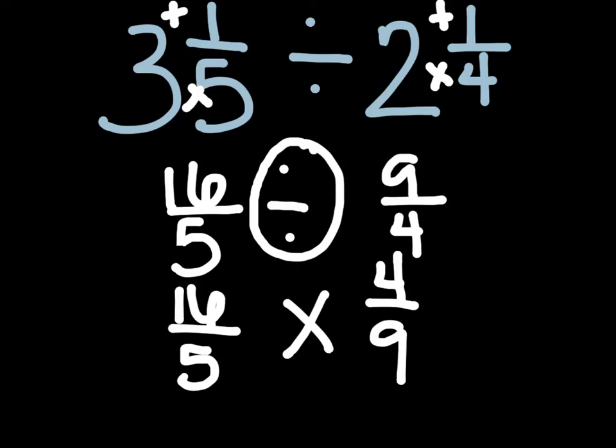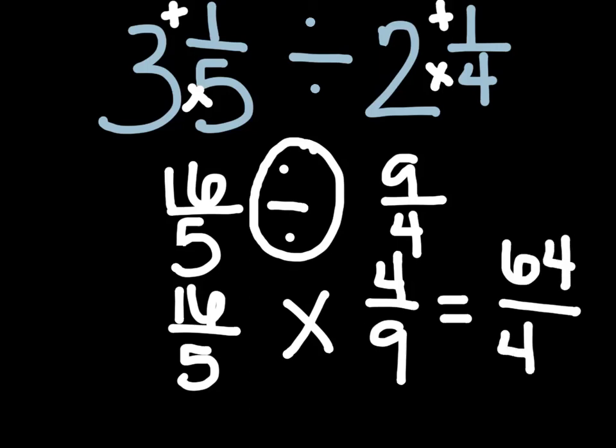You check to see if there is anything that you can simplify or cancel, and there is not. So you just need to do the multiplication. 16 times 4 is 64. 5 times 9 is 45. And then go ahead and convert that to a mixed number.